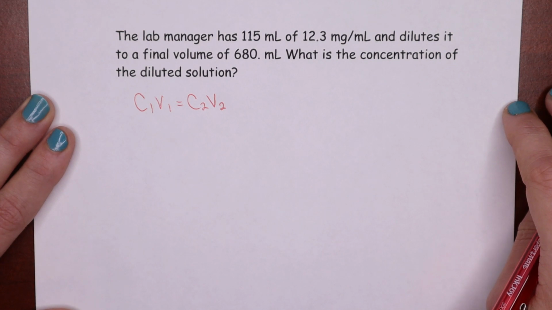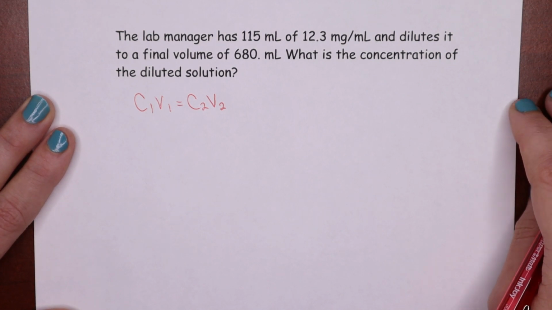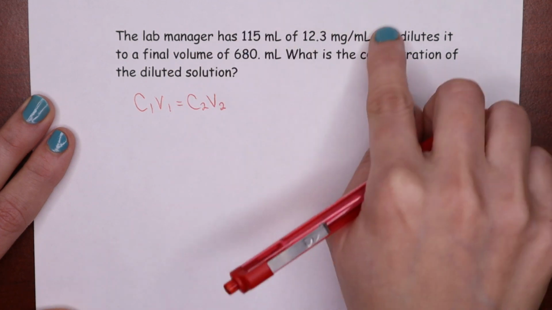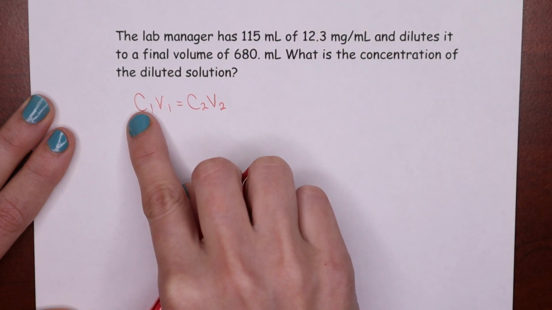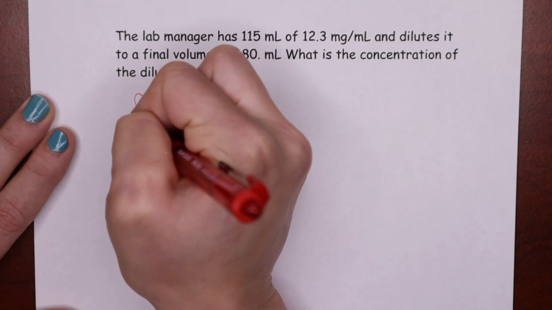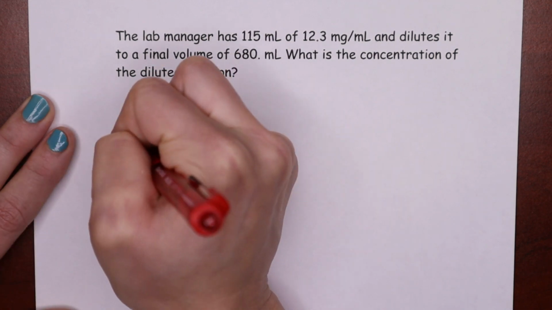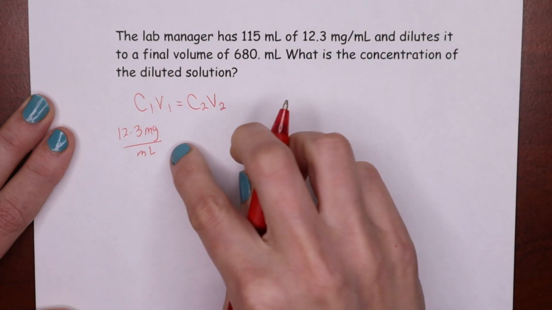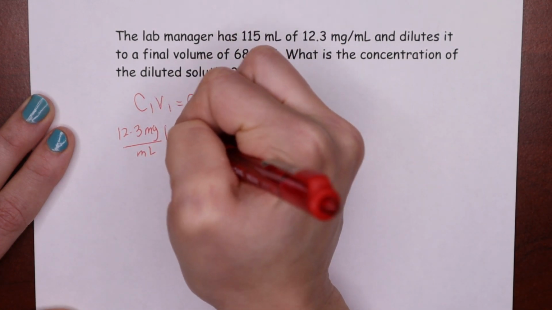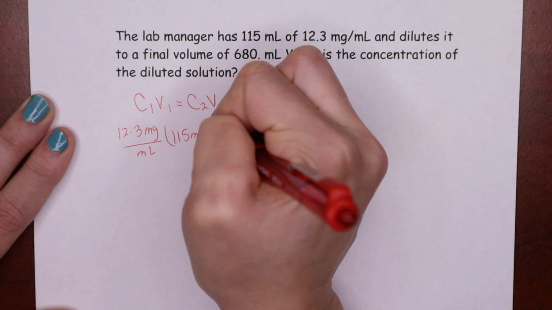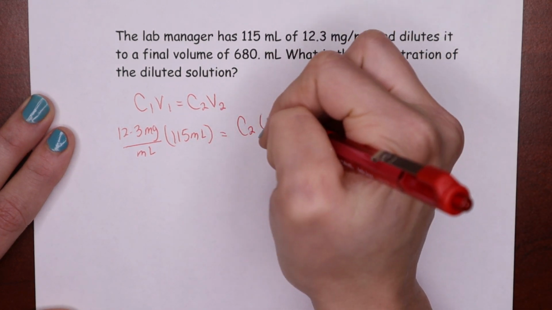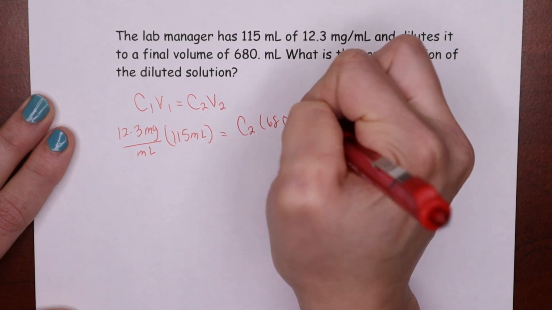So now let's go ahead and see if we can plug anything in. We have this solution, so this is going to be on the left side, right before the dilution, and we have 12.3 milligrams per milliliter, and we have 115 milliliters. C2 we do not know. The final volume they're telling us is 680 milliliters.